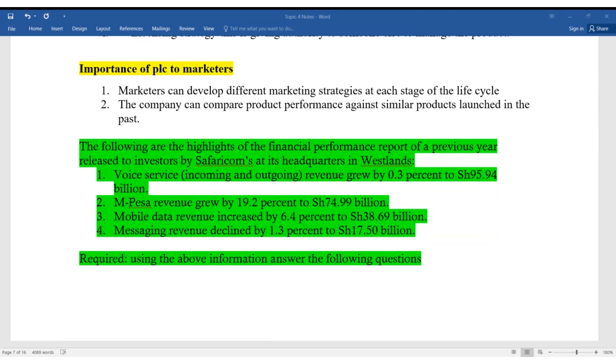So those are the key areas. So look at the key areas. The key thing that you need to remember about the PLC is that it is measuring a company's product performance in terms of sales growth. Sales growth.